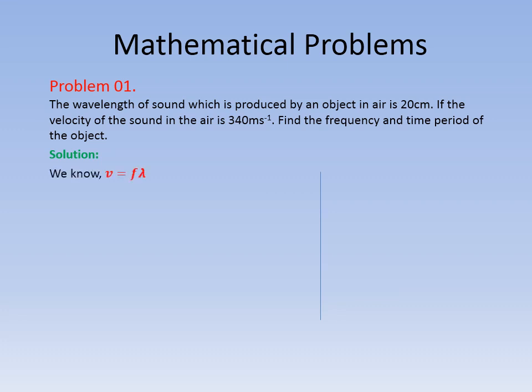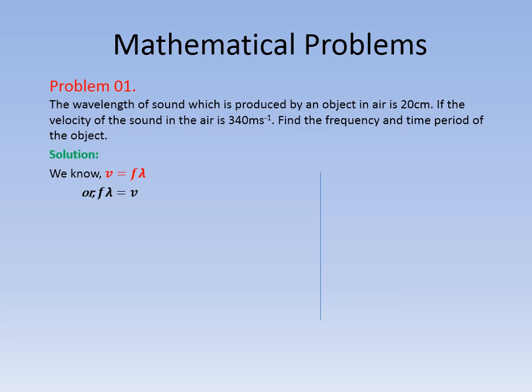We have to use this equation V is equal to F lambda for solving this problem, because you can see there is the velocity which is 340 meter per second, which is V actually, and here is 20 centimeter, which is wavelength. That means lambda. So by using these values, we can find the frequency of the wave, which is F. So this is the procedure.